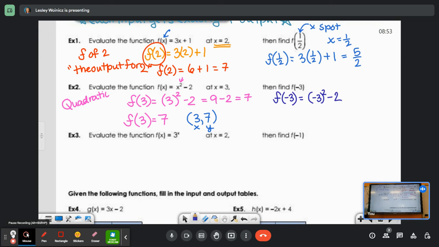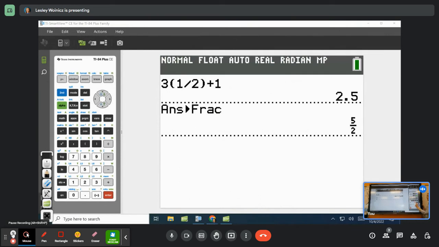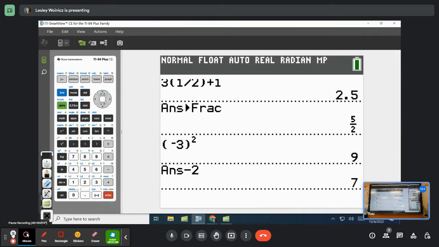If I square a negative, what do I get? Positive. So just be really careful when you put this in your calculator, because you're going to want to make sure that you put those parentheses around the negative 3. So I'm going to say open parentheses, negative 3, close them, power caret, square it. I get a 9, and then I have to subtract 2. 7. Yes. If you don't put the parentheses around the negative 3, you'll get negative 9, and then your answer is going to be wrong. Does that make sense to everybody? Okay, perfect.